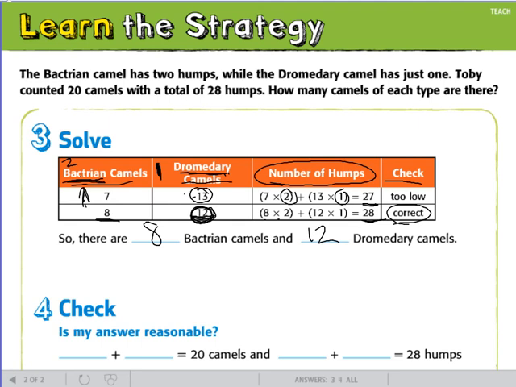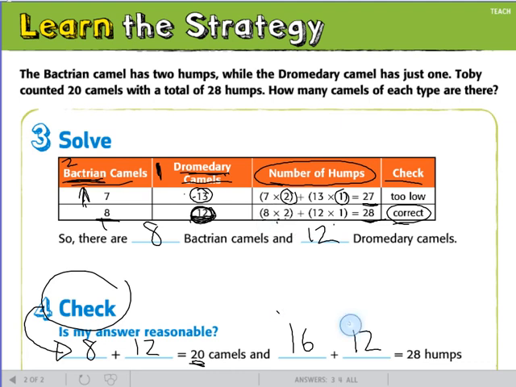Now, the two things we need: 20 camels. 8 plus 12 is 20. And then 8 times 2 was 16. 12 times 1 is 12. 16 plus 12 is 28. So, here's how we check. 8 plus 12, 20 camels. 8 times 2 is 16. 12 times 1 is 12. That equals 28. Does it? Yes. So we checked it. Our answer is right.